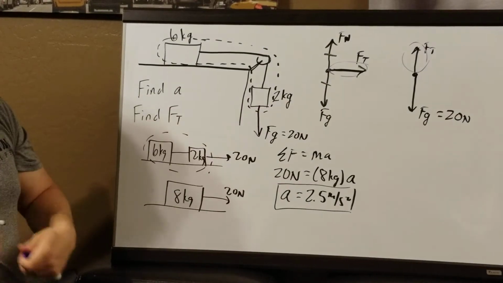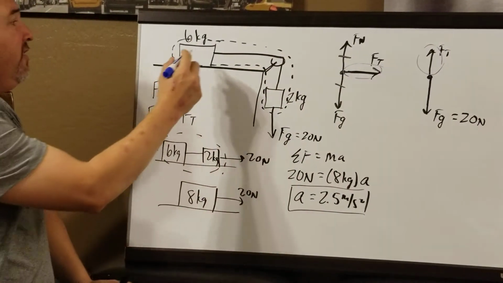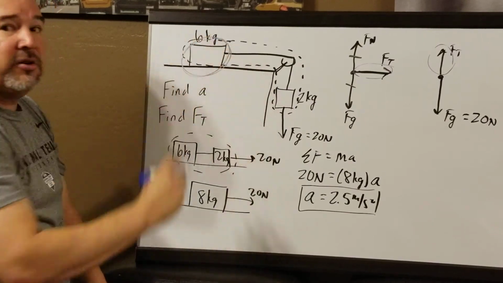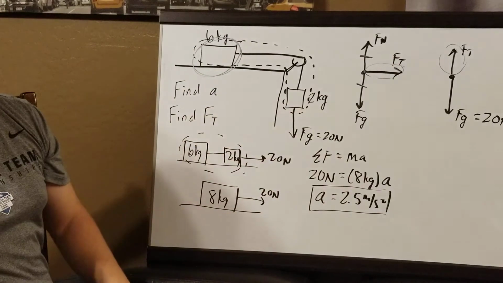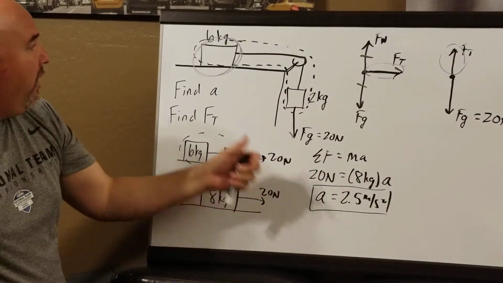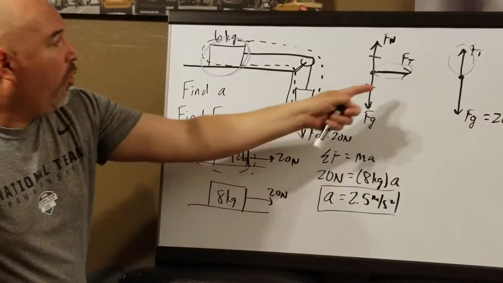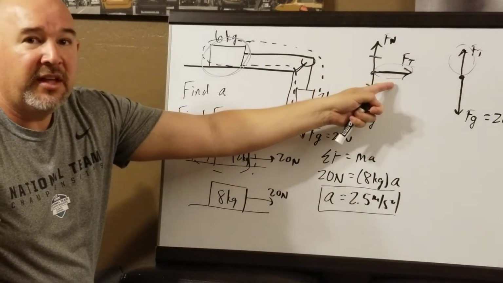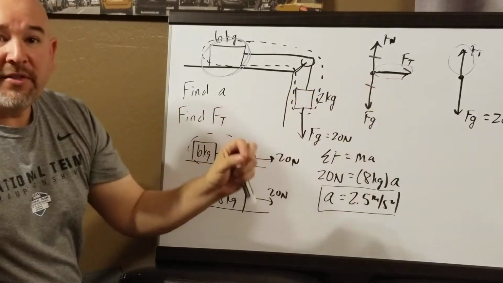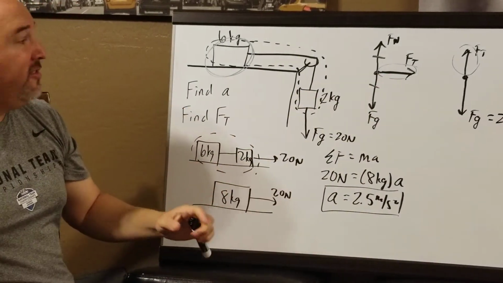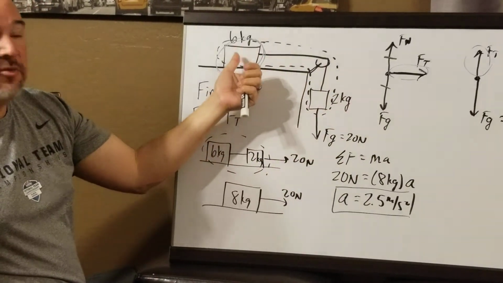Now if I want to look at just this free body diagram, just this block, I just figured out that this block has an acceleration of 2.5 because the entire system has an acceleration of 2.5. So if this block is accelerating at 2.5 meters per second squared and it only has one force acting on it that's not canceled out, this is my sum of the forces for that block. Now notice I changed the system. To figure out the tension, I'm looking at the system as just this block.